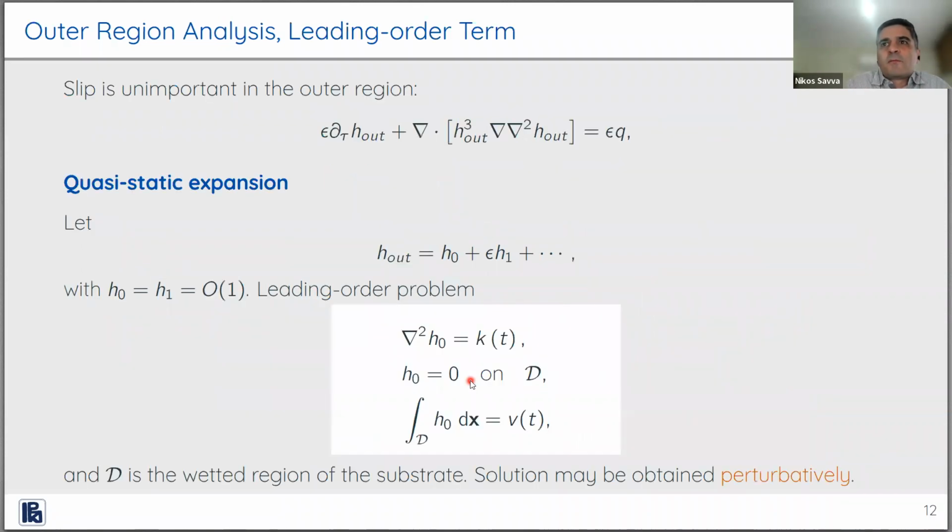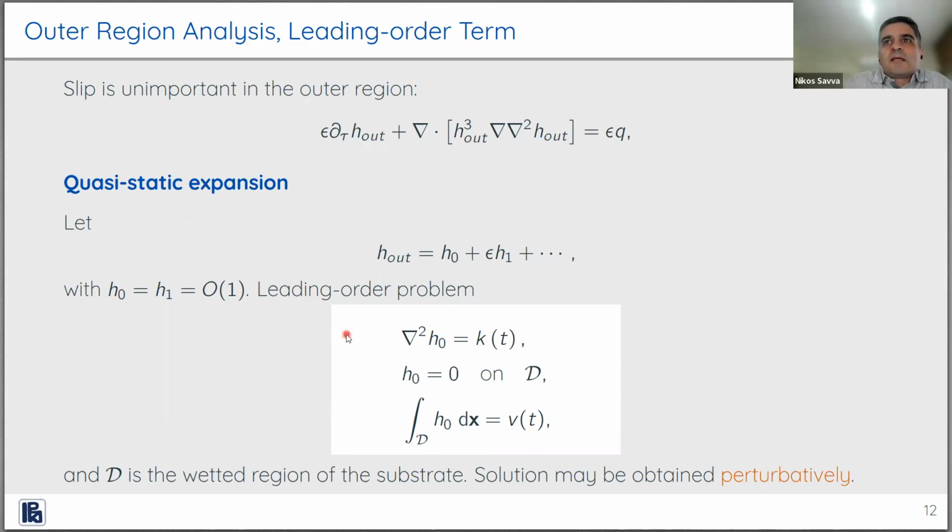This is a bit more complicated stuff. Two more slides. In the outer region, slip is not important, so we can turn off the slip that was previously here, and we end up with this equation. Again, we do a quasi-static expansion, namely we write H naught, which does not depend on time explicitly, but depends on time implicitly through the dependence on the contact line position. And then we add some other terms that appear linearly in this equation.